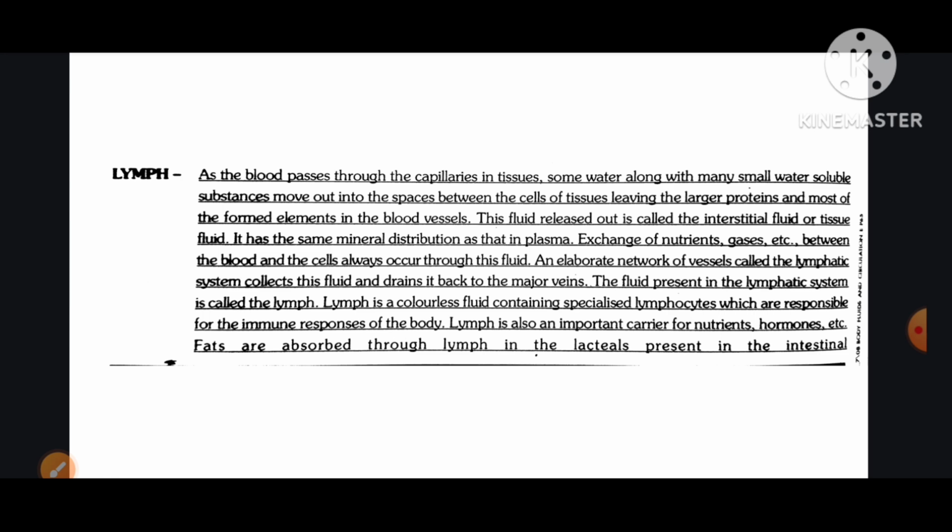Between the blood and the cells always occurs through this fluid. An elaborate network of vessels called the lymphatic system collects this fluid and drains it back to the major vein. The fluid present in the lymphatic system is called the lymph. Lymph is a colorless fluid containing specialized lymphocytes which are responsible for the immune response of the body. Lymph is also an important carrier of nutrients, hormones, etc. Fats are absorbed through lymph in the lacteals present in the intestinal villi.